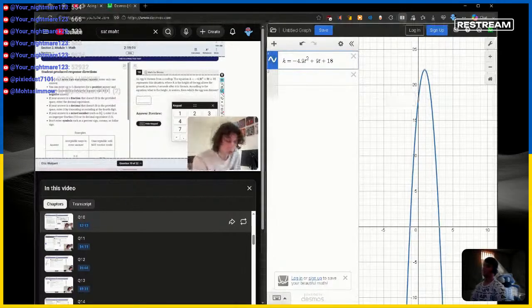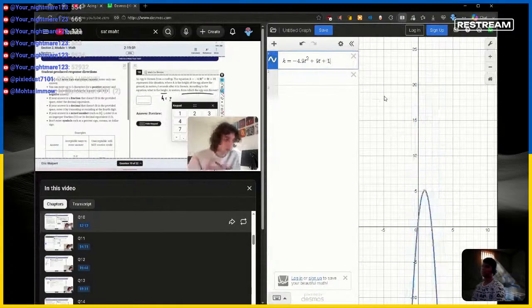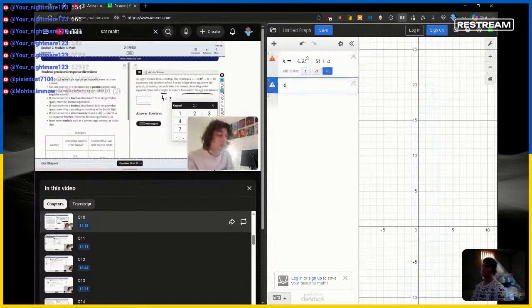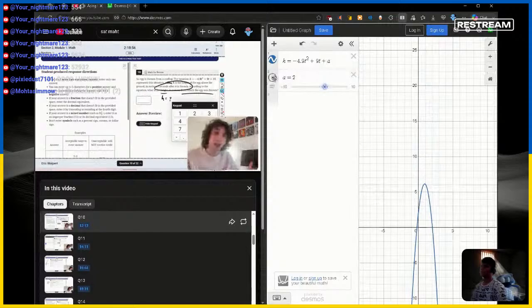According to the equation, what is the height from which the egg was thrown? What does that mean mathematically? Well, if we're throwing the egg, t is the seconds after we throw it, so at the moment of throwing t is zero, and h of 0 is just the y-intercept.